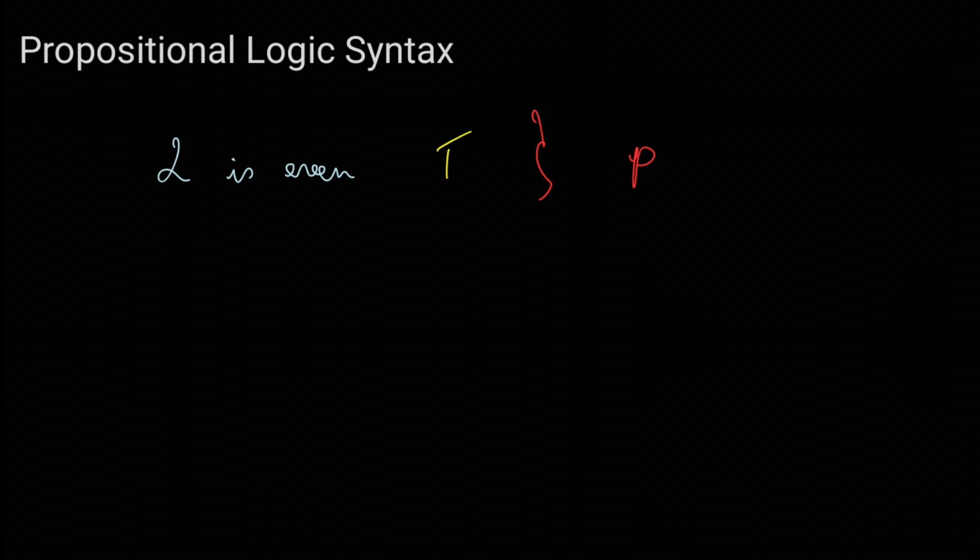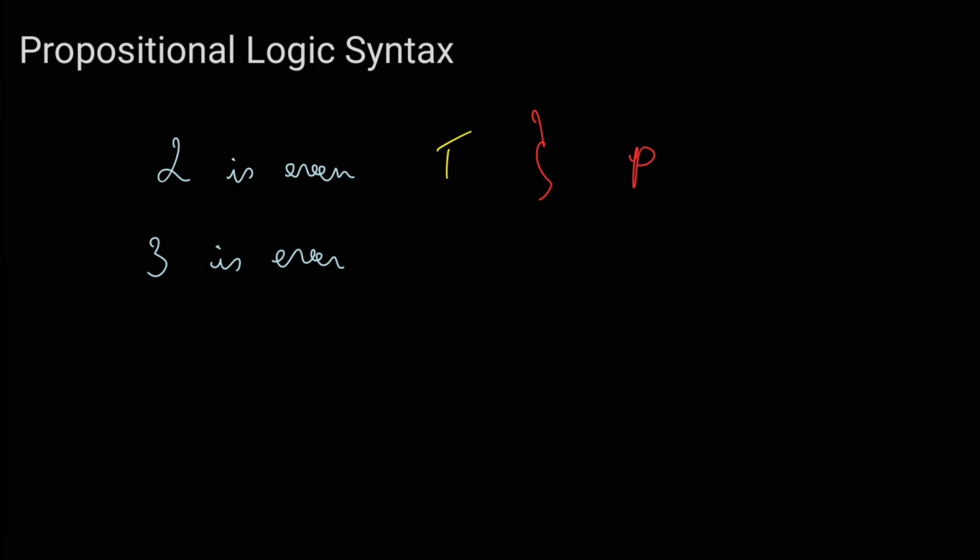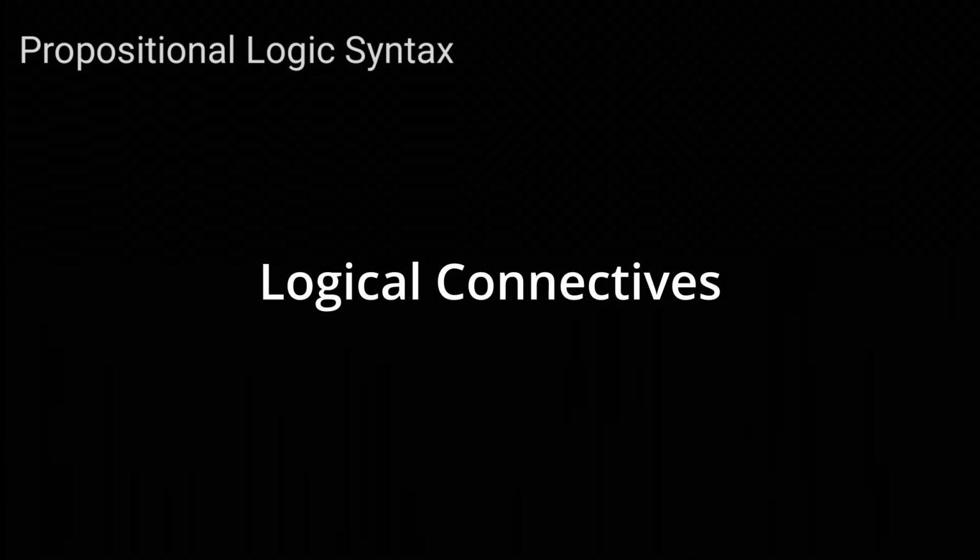So we could have another proposition, for example, 3 is even, that we could call Q, and then we would be able to combine them to something like P and Q or P or Q, etc. These symbols are logical connectives. They are symbols that we use to build more complex propositions.